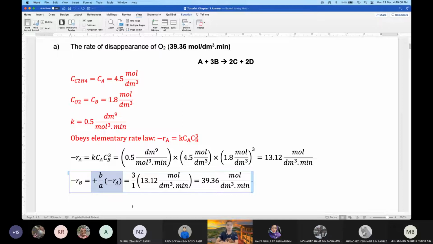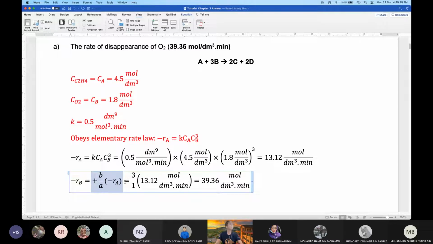Okay, so if you remember correctly, you want to find minus RB. Okay. The number on the right hand side can be positive or negative. Okay, depending on the role of the species in the reaction.